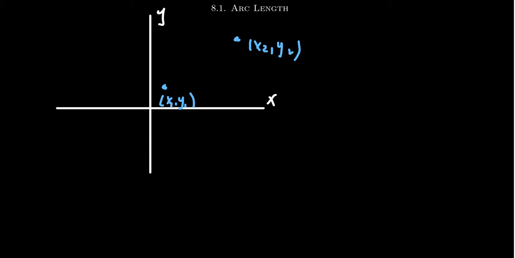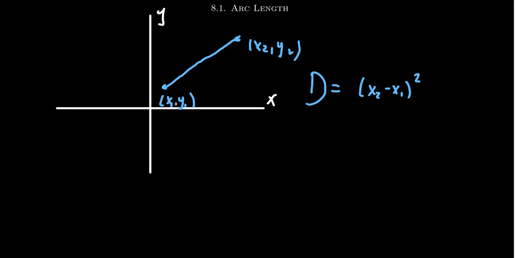So let's consider the distance between these two points. So we connect the dots there, we have this line segment. What's the distance between these two points? Well, we can compute this using the classic distance formula, sometimes referred to as the Euclidean distance formula. So the distance is going to be computed by first taking the difference of the x coordinates. So take x2 minus x1, and we're going to square that.